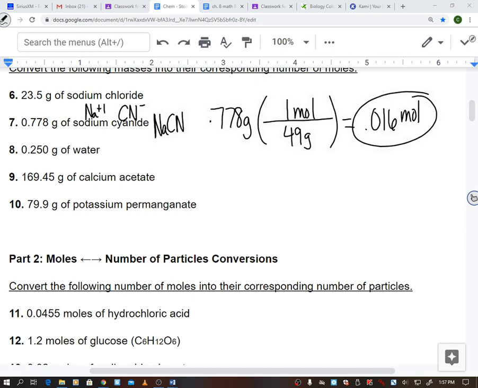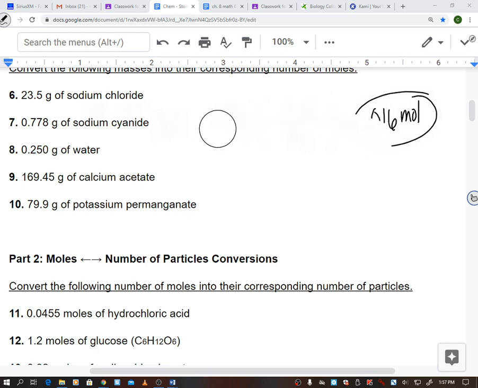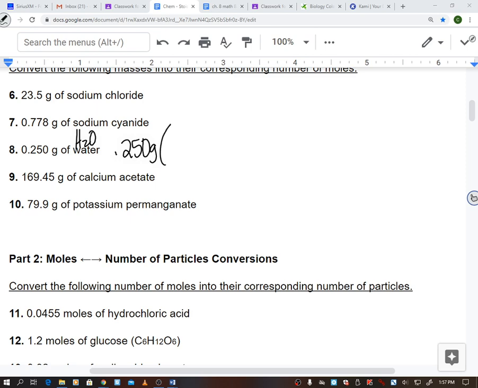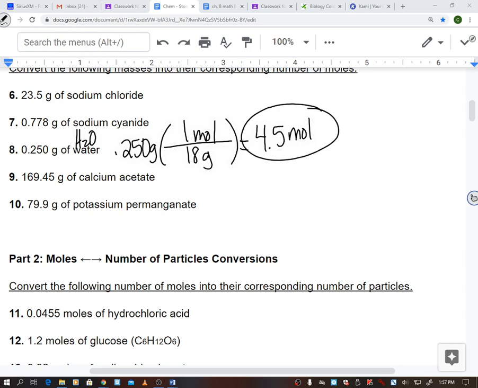All right. I'm going to go a little bit quicker here, so if you have any questions, kind of make note of it and ask me. Water is H2O, so I'm going to take 0.250 grams of water. Water weighs 18 grams for every 1 mole. Hydrogen's 1, oxygen 16. There are 2 hydrogens though. So 0.250 divided by 18 is 4.5 moles of water, of H2O.